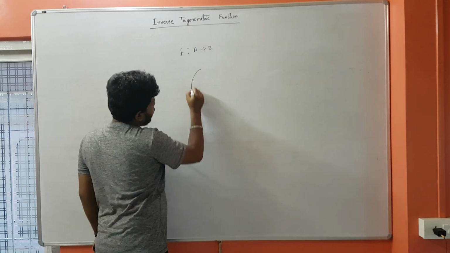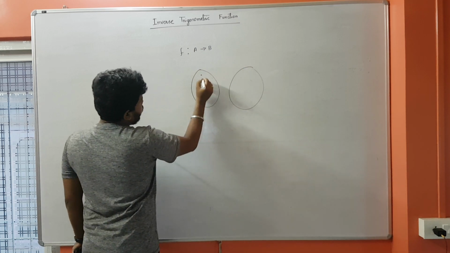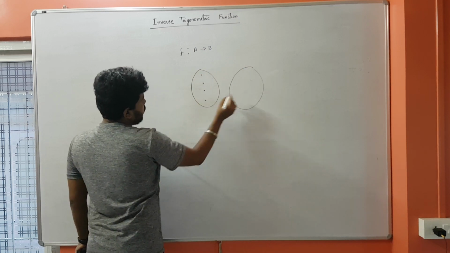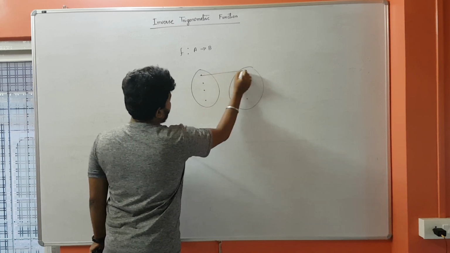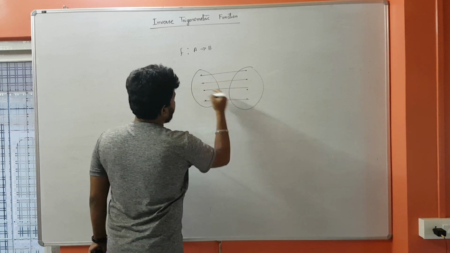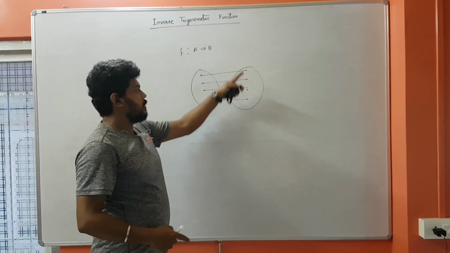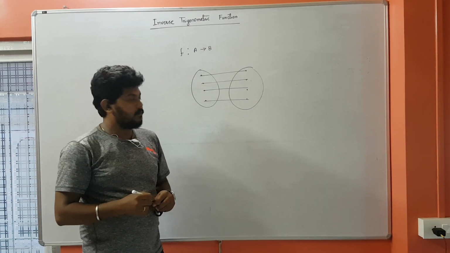That is, set A and set B. The elements of set A are these and the elements of set B are these. If I draw a function from A to B, the images of set A are in set B which are unique. It is called a one-one function.